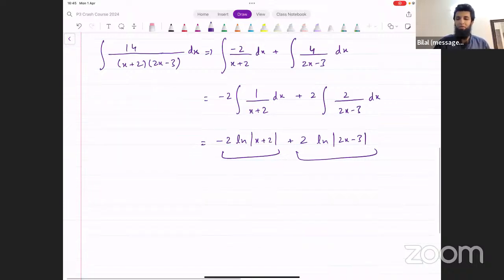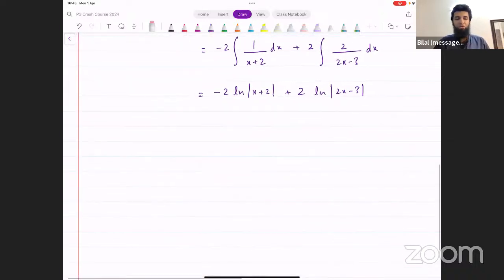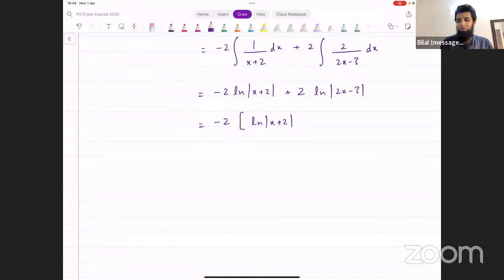Now, how would you do that? Could we use the multiplication or division law of logarithms here? Well, the problem is we have these numbers outside. In this case, both of these numbers are the same, 2 and minus 2. As in the numerical value is the same, we can take one of them common. So if we take, for instance, minus 2 common outside, what does that leave us with? That leaves us with ln of x plus 2 minus ln of 2x minus 3.